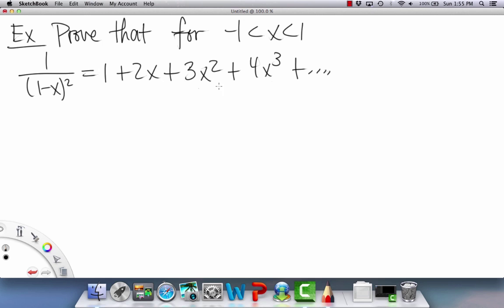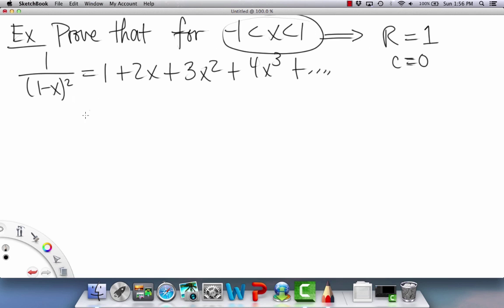Okay, so from the given interval, we know that the radius of convergence is 1, right? And our center is 0, as we can tell. The center is basically what's in the middle of your interval here.